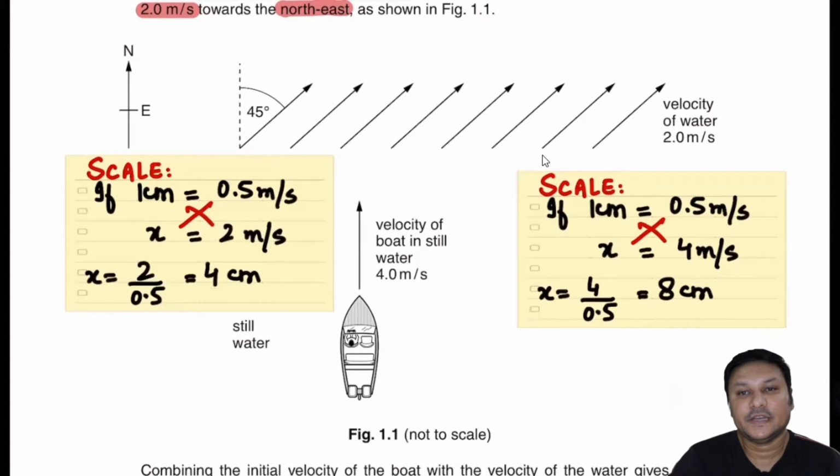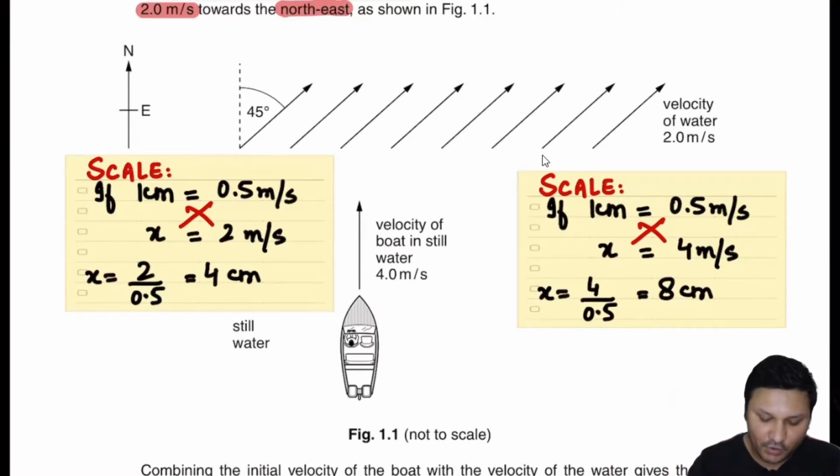And then I will get 4 centimeter. That means I'll draw a vector of 4 centimeter in the direction of northeast. And specifically, if we said northeast, that means the mid of the northeast means north 45 degree east. Like if you travel from north to east, you have to cover 45 degrees.